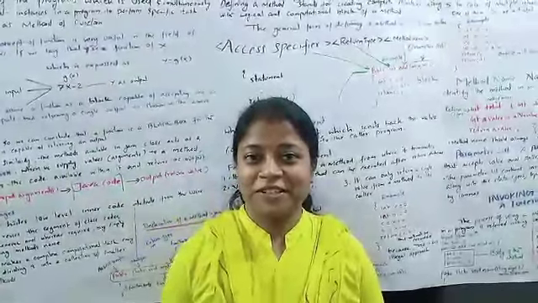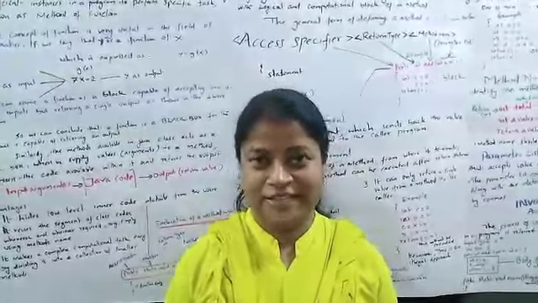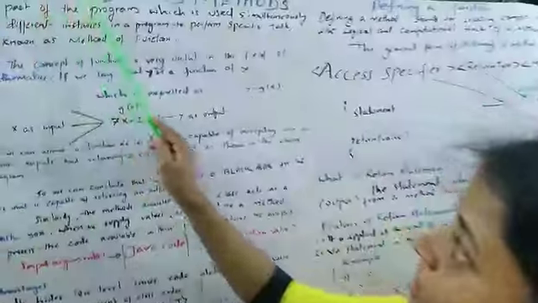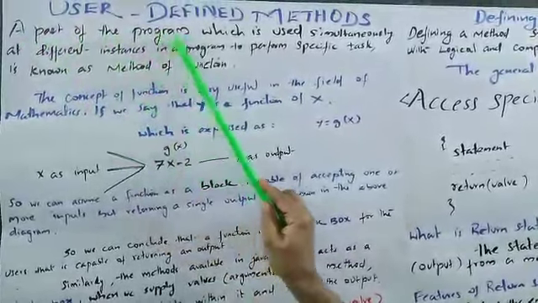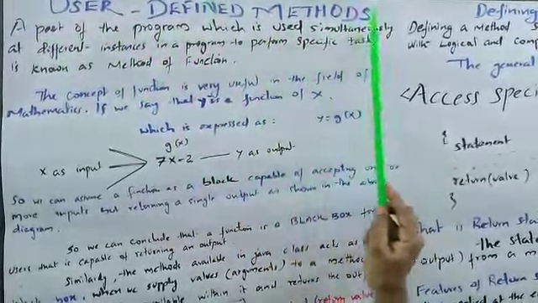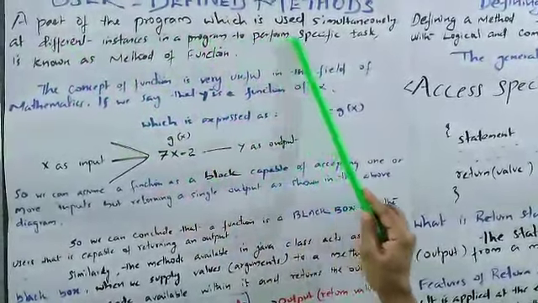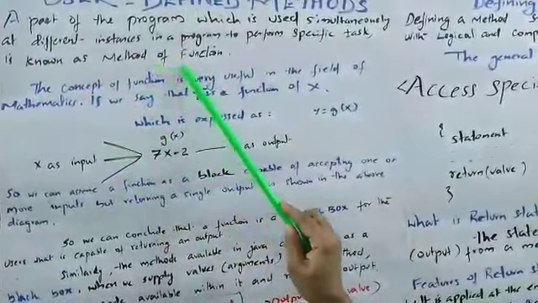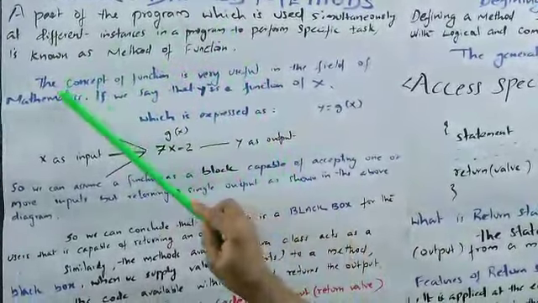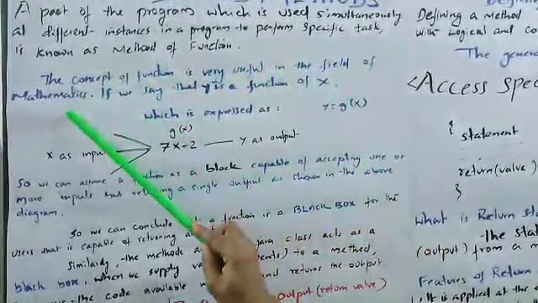Children, today we discuss user-defined methods, that is chapter number 5. Now let's see. User-defined methods. A part of the program which is used simultaneously at different instances in a program to perform specific tasks is known as a method or function.